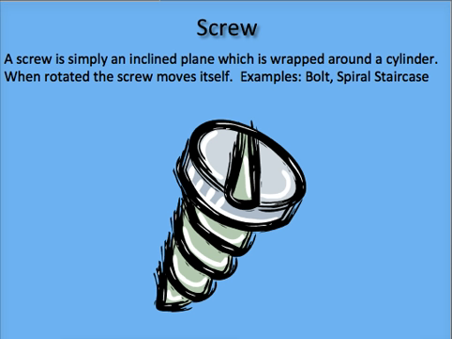When an inclined plane is wrapped around a cylinder, it becomes a screw. When a screw is rotated, it moves itself downward or upward.